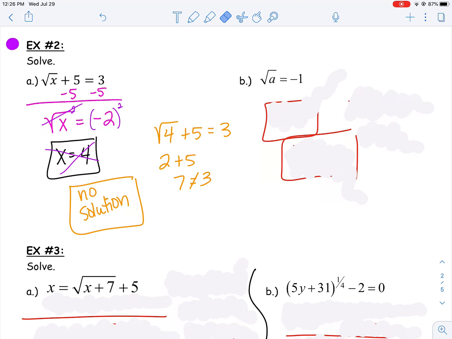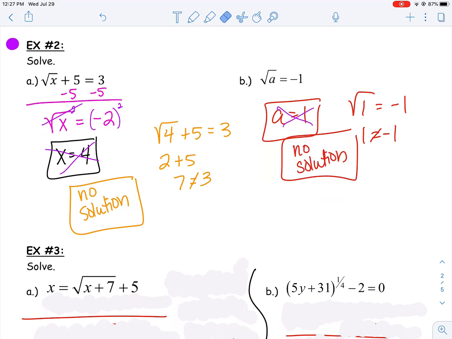Let's try b. b says the square root of a equals negative 1. Now it looks like the square root is already by itself on that side. So if I square both sides, the square and the square root cancel, and I end up getting a equals negative 1 times negative 1, which is positive 1. I end up getting a equals positive 1. Let's plug that in and see if it works. If I plug in a 1 underneath that radical, does it equal negative 1? Well, the square root of 1 is 1, not negative 1, right? And so a equals 1 also doesn't work in this equation, and I end up getting no solution.